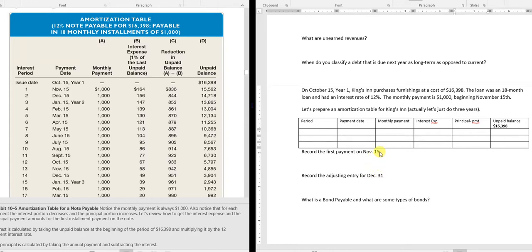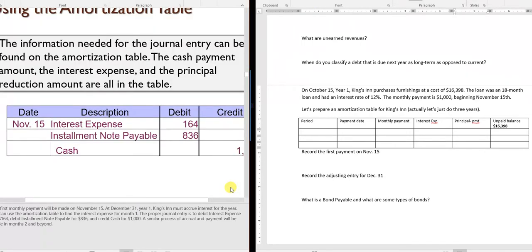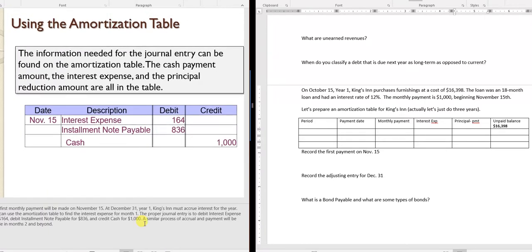Actually, we could make the December 15th entry too. Okay, but we're going to do the adjusting entry on December 31st too. If you go back to the previous slide, you'll see interest expense is $164. I always do the interest expense. I start with the credit to cash because I know it's always $1,000. Of that $1,000, $164 is interest expense, and I'm going to debit notes payable or installment notes payable, whatever account I put it in when I borrow the money.